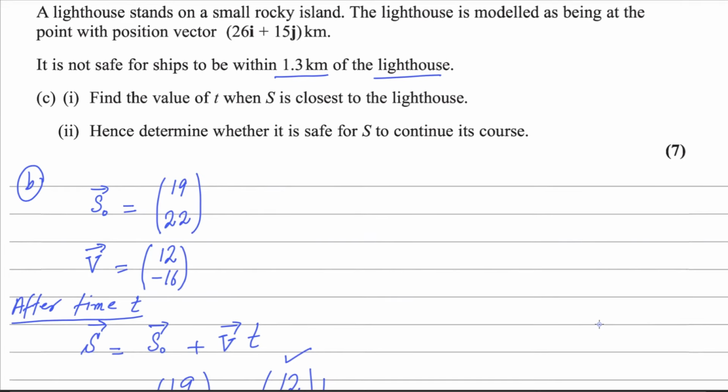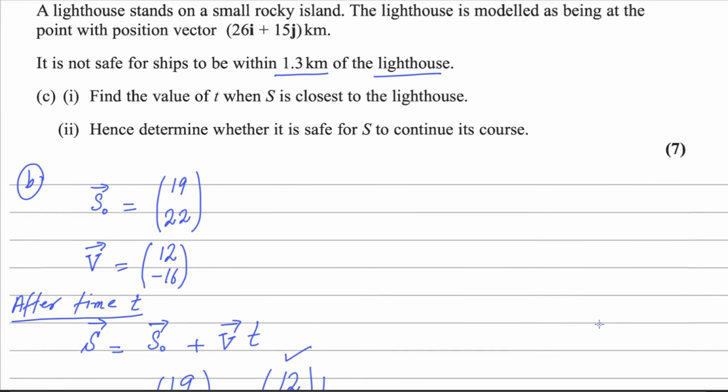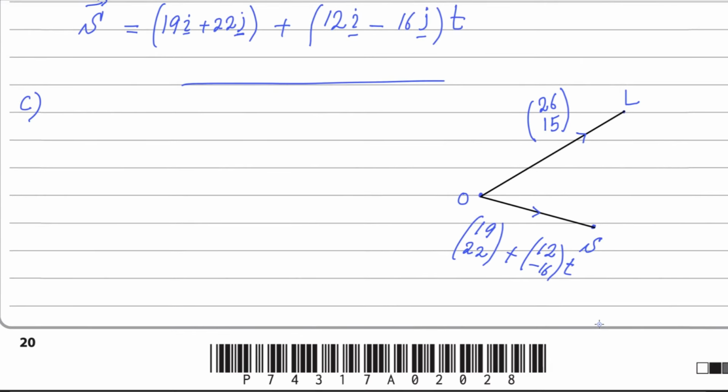Find the value of t when S is closest to the Lighthouse. It will be closest if there is a perpendicular distance from here to here, right? If it is perpendicular to this point. So L and S will be closest if this line segment LS is perpendicular to this vector. Got it? LS is perpendicular to this position vector. So the direction of this position vector is given by the velocity.